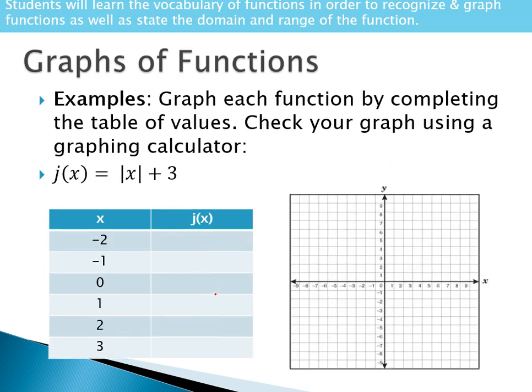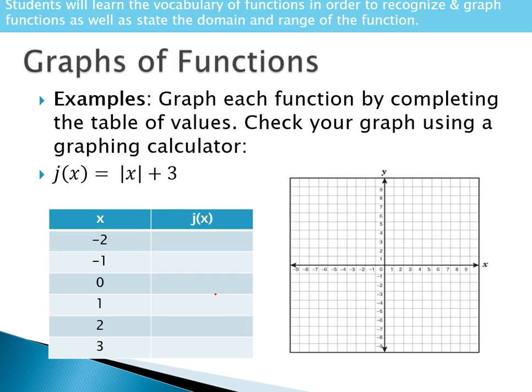Absolute value, you can take absolute values. The absolute value of negative 2 is 2. 2 plus 3 is 5. How do you put absolute value in your calculator? You do math, you arrow over to num, and it's ABS. And then you plot your points. What's our domain here? Our domain is all reals. What's our range? There's nothing lower than 3. So our range would be y is greater than or equal to 3, because there's nothing less than 3 in that range.